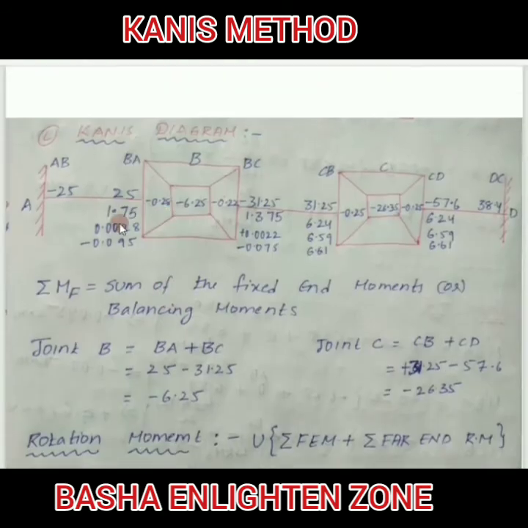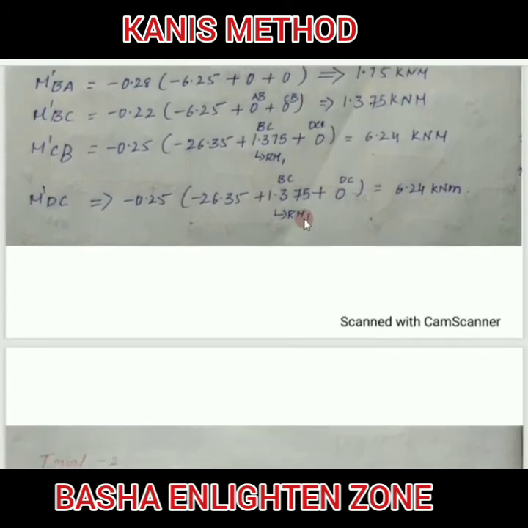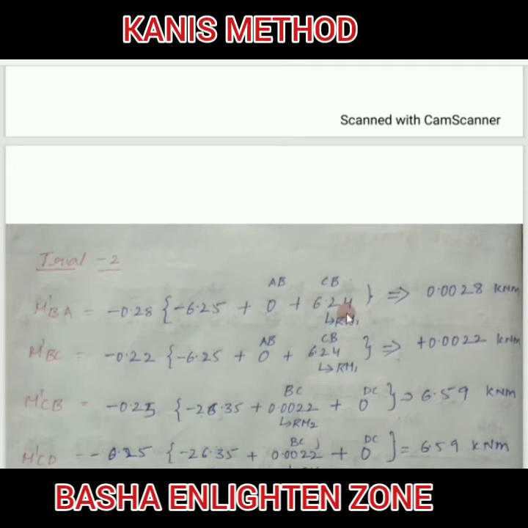And for calculation of the second step rotation moment, I am looking at the foreign rotation moments for BA. One will be AB, another will be CB. So already in the first step, you will get the 6.24 rotation moment at CB. So please consider this rotation moment 1 for the second trial. Here I already mentioned, for CB in the second trial, rotation moment 1 you will get. Then you simplify this one, you will get 0.0028 kilonewton meter.